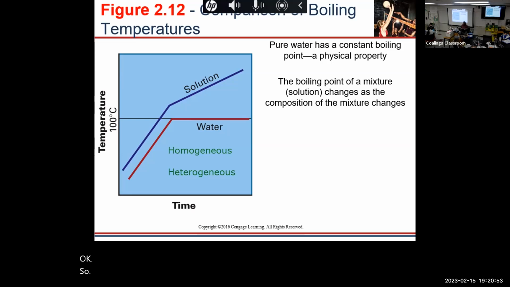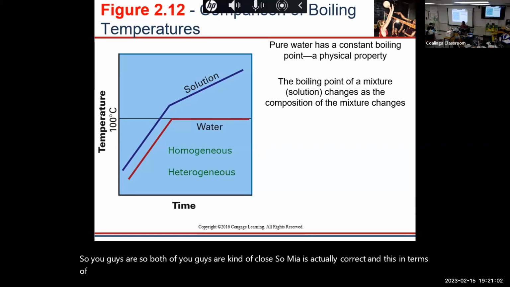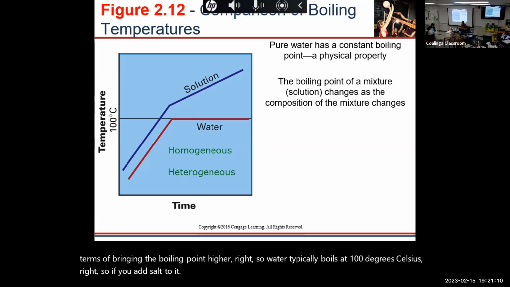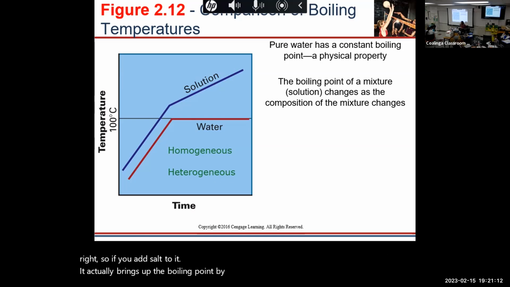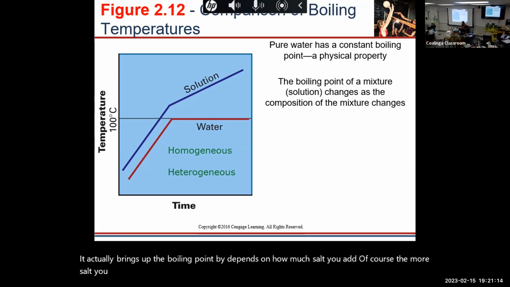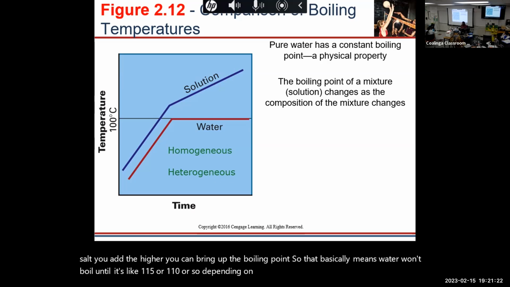So both of you guys are kind of close. Mia is actually correct in terms of bringing the boiling point higher, right? Water typically boils at 100 degrees Celsius. If you add salt to it, it actually brings up the boiling point, depending on how much salt you add. The more salt you add, the higher you can bring up the boiling point. That basically means water won't boil until it's like 105 or 110.